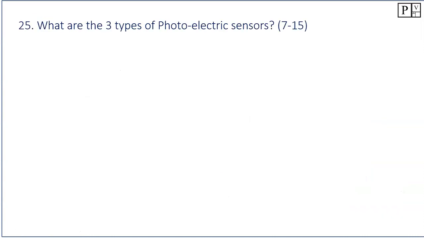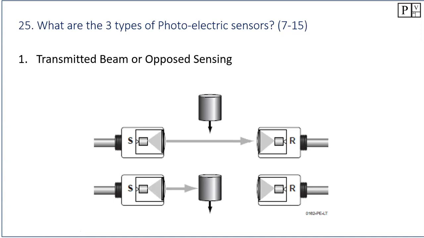There were 3 types of photoelectric sensors that we looked at, and again, if you're reading up on this, it's chapter 7 of the Allen Bradley sensor manual. So we had the first one. There were 2 names used in different textbooks: transmitted beam or opposed sensing. That's where the transmitter and the receiver are in different housings, and if you put an object in the way of the transmitter, then it's going to trip off the sensor. So this one works when the light is broken. So, transmitted beam or opposed sensing.